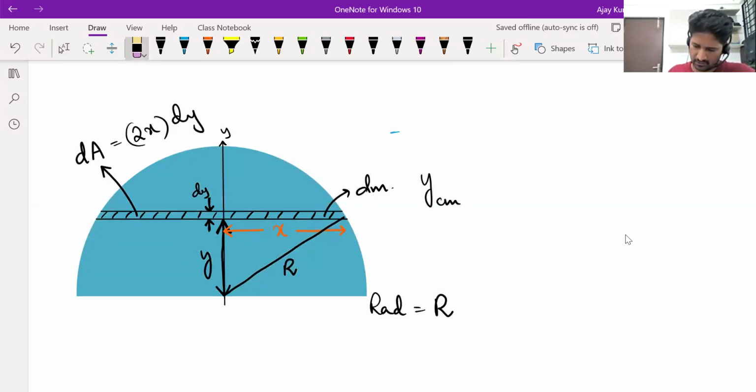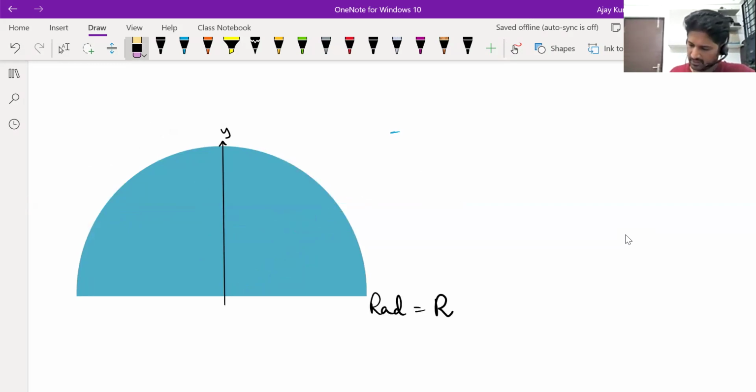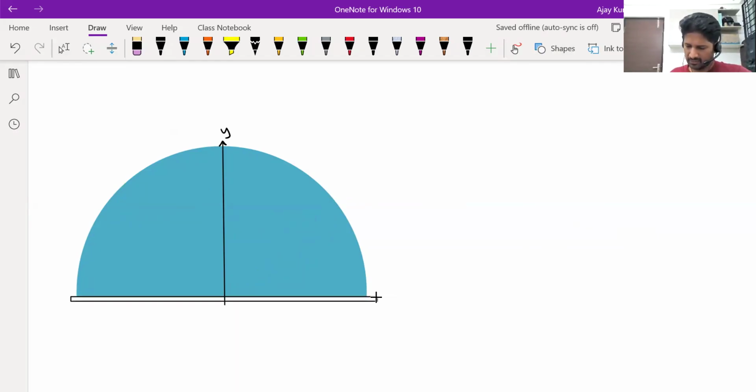Just a moment, let me clear all this. The y-axis is needed. The y-axis is a line of symmetry. So what we are still looking for is the y coordinate of center of mass itself. And there is one formula for y coordinate of center of mass, integral y dm divided by integral dm, but that did not work.